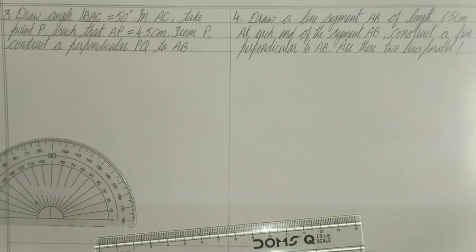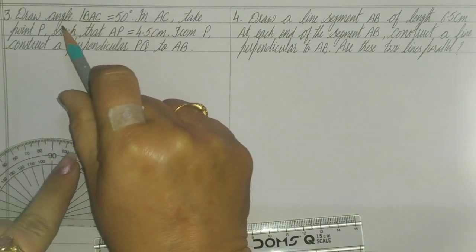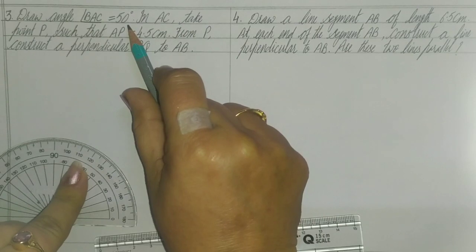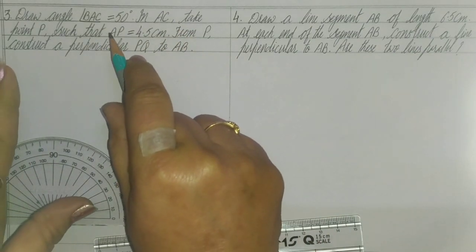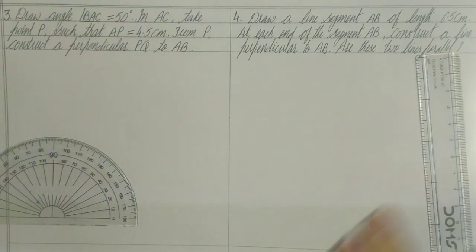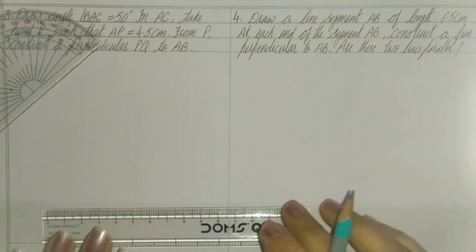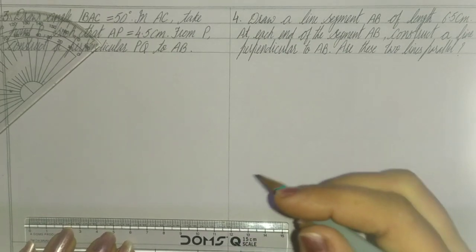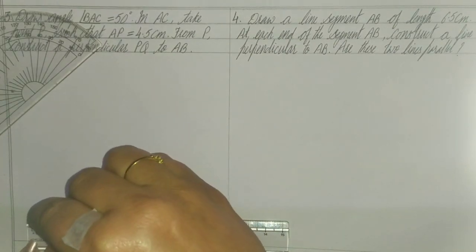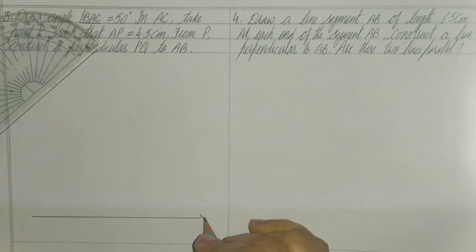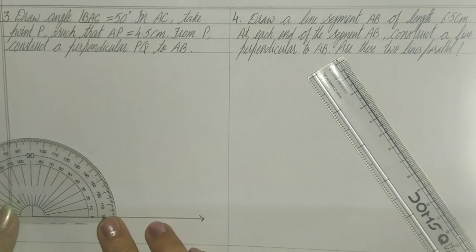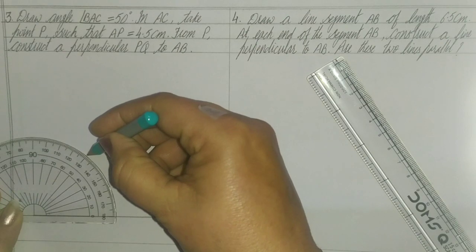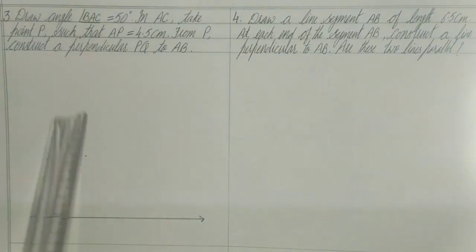Now moving to the third question. Here draw an angle BAC equal to 50 degrees. In AC take point P. First of all, we'll draw an angle of 50 degrees. As we have to draw the angle, we can use the protractor here. Just draw a ray or a line segment over here first. With the help of this protractor we'll draw an angle of 50 degrees over here. Mark the point against 50 degrees.